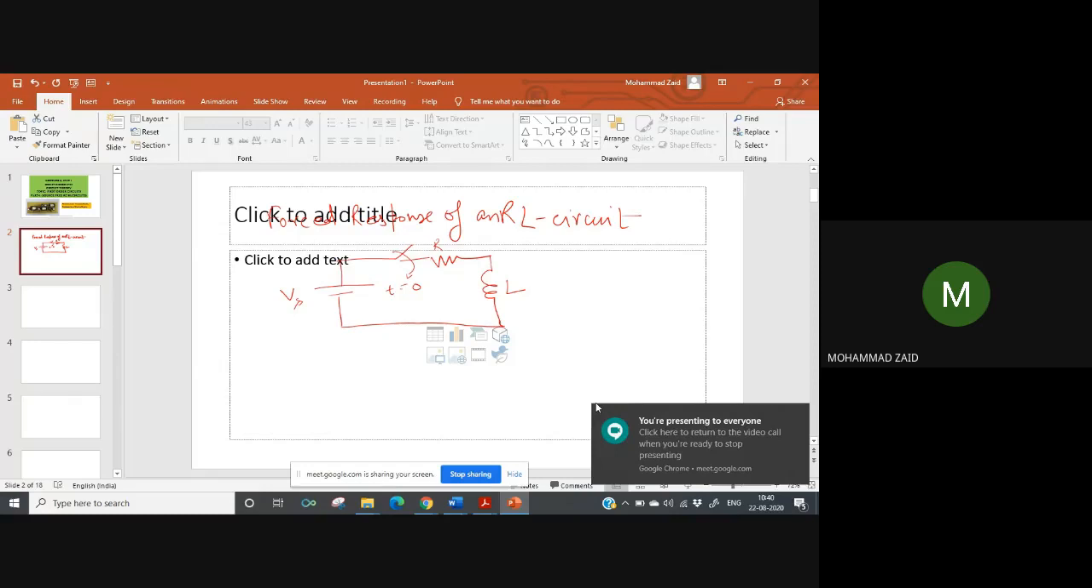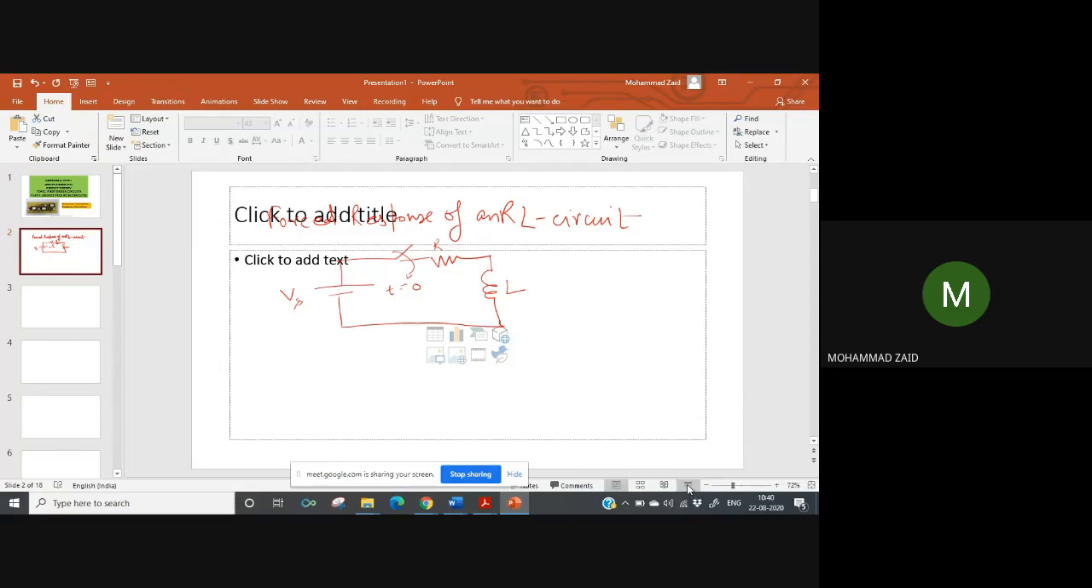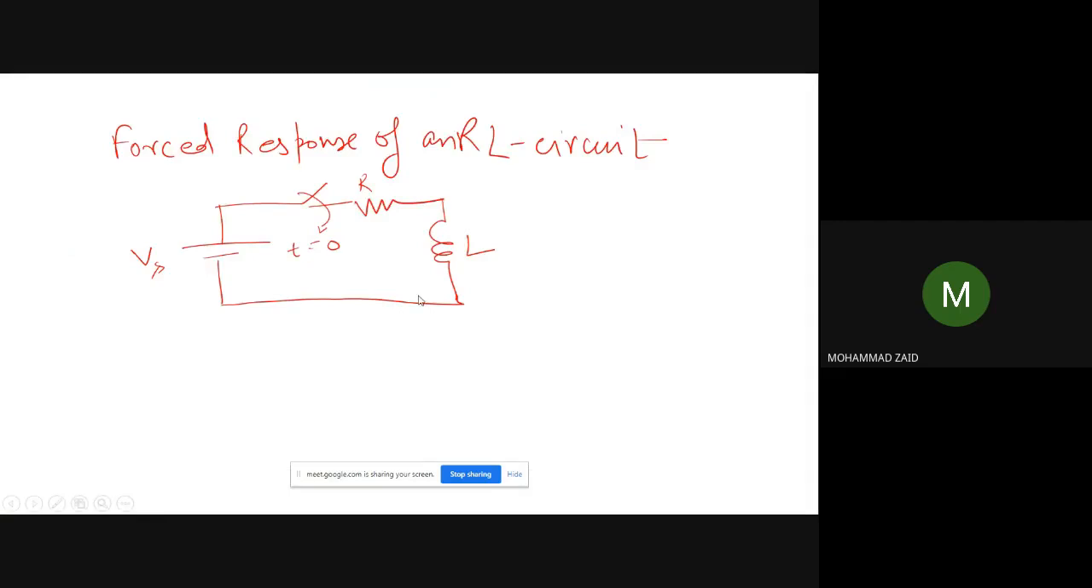Now, can you tell directly, without derivation, what will be the response of this RL circuit? From this circuit, as you can see, the inductor has a property that L will get short circuited at t equal to infinity. That means the L shown here will behave like a short circuit at t equal to infinity.